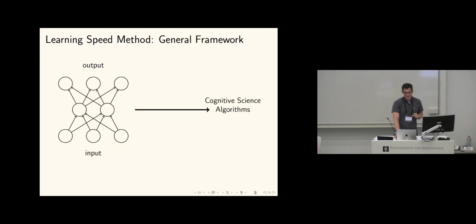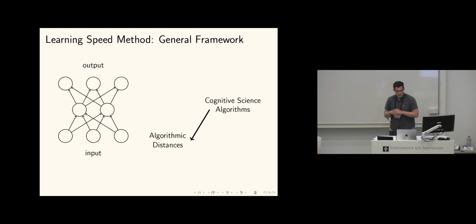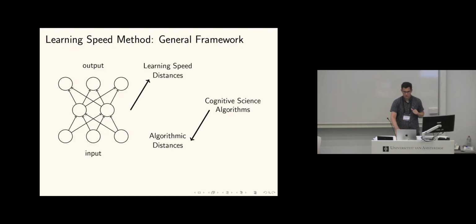So finally, the last slide, I swear. We're trying to find a mapping from neural networks to cognitive science algorithms. Our proposal, in general, is that we define a space on cognitive science algorithms by looking at how much you have to change one algorithm to turn it into another, and that gives you a sense of distance. We also define learning speed distances by looking at how long it takes a network to learn different input-output mappings, and that gives us the ability to find mappings between them, and that's the right way to line up cognitive science algorithms with neural networks.